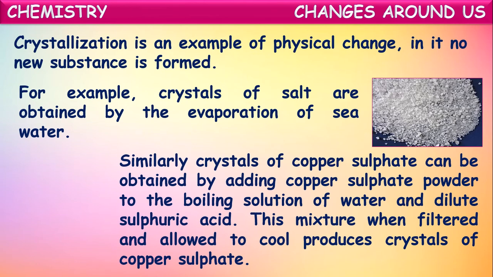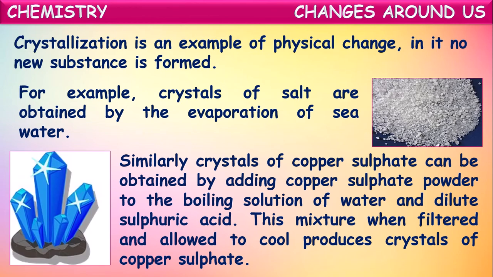Similarly, crystals of copper sulfate can be obtained by adding copper sulfate powder to the boiling solution of water and dilute sulfuric acid. This mixture, when filtered and allowed to cool, produces crystals of copper sulfate.